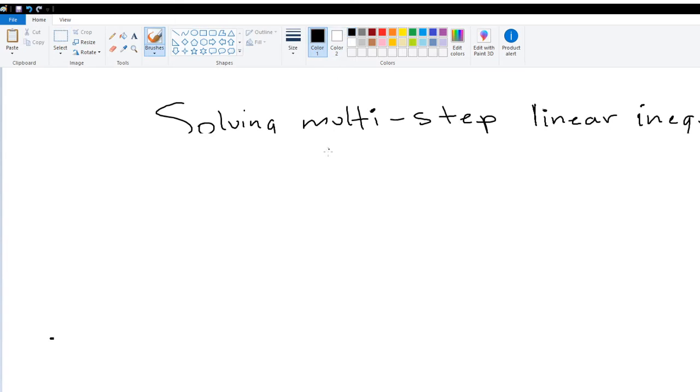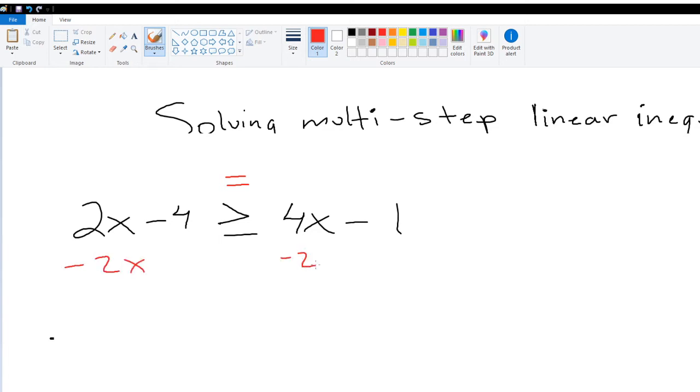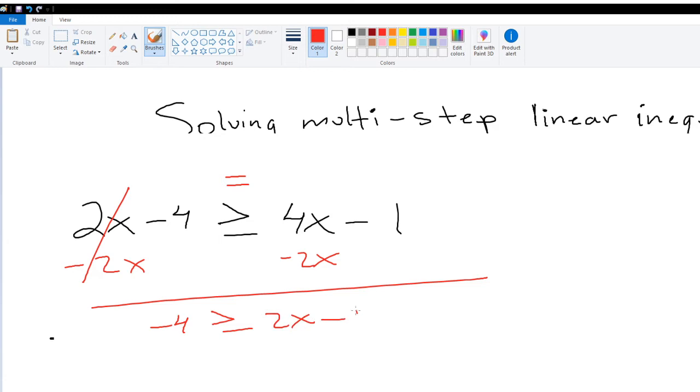The next one we're going to do is 2x minus 4 is greater than or equal to 4x minus 1. Same idea. You treat the inequality as if it was an equal sign just for a moment, and then you solve. Let's combine the x's, variables, and the constants. So I could subtract 2x on both sides, and that gives me negative 4 is greater than or equal to 2x minus 1.